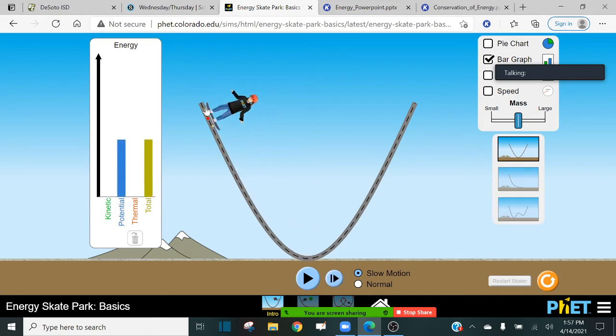Now, in this case right here, guys, if we ignored friction, and again, this animation is assuming we're ignoring friction, he just keeps going. In other words, gravitational potential energy becomes kinetic energy, becomes gravitational potential energy, and so on.